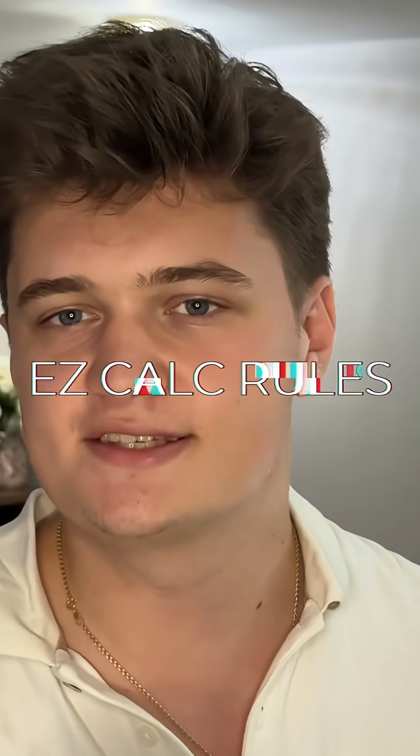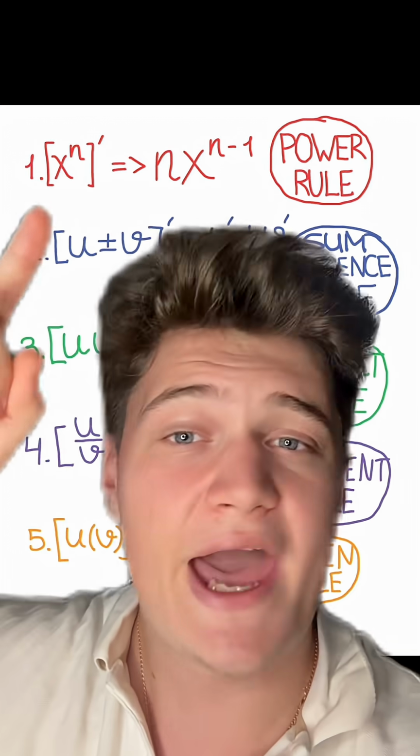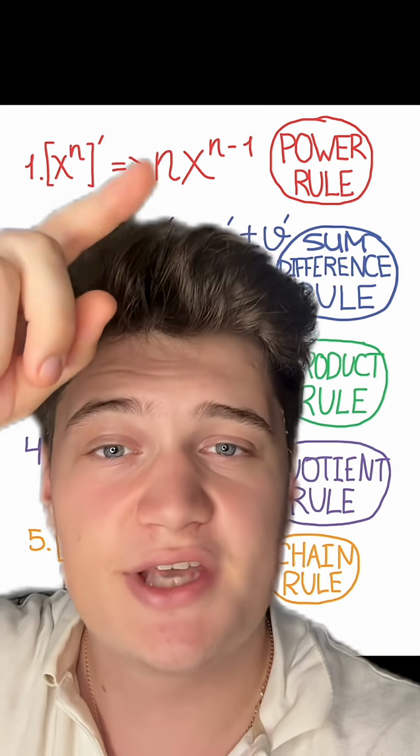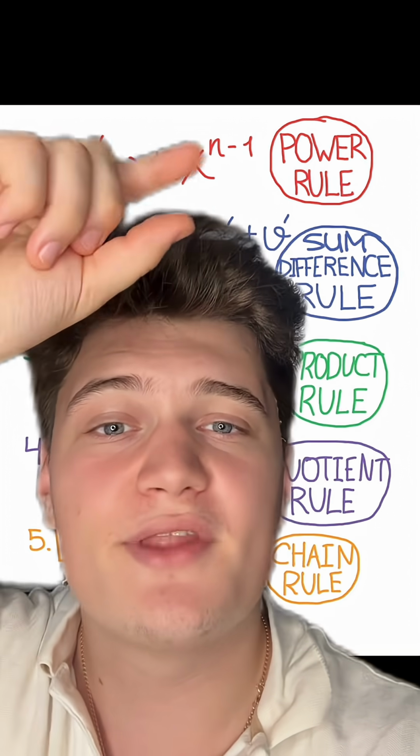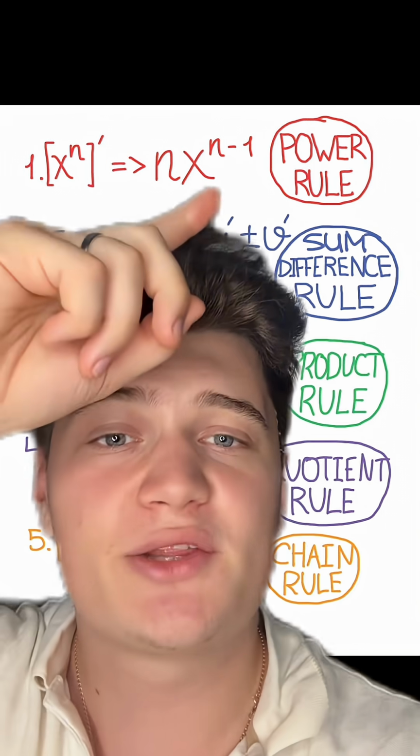These rules make Calc 1 easy. Rule number 1, power rule. If you have a variable x to a certain power n, you would just get nx to the n minus 1. You would just take the number out of the exponent, put it in front of the x, and subtract 1. This is your power rule.